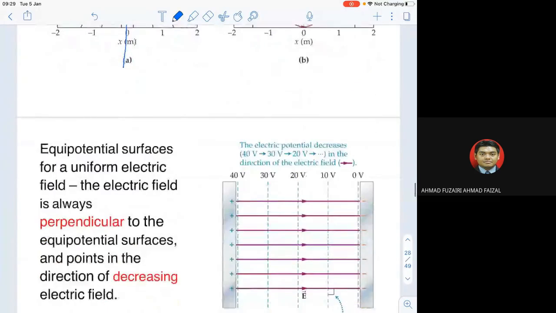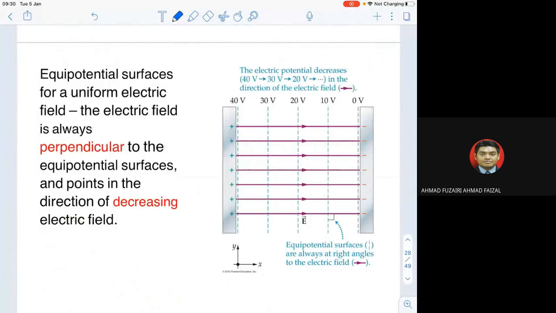Okay, so the equipotential surface for a uniform electric field: the electric field is always perpendicular to the equipotential surface. As I mentioned in the previous slides, when we connect two parallel plates using the electric potentials, as the distance or displacement increases, there is a decrease in potential.